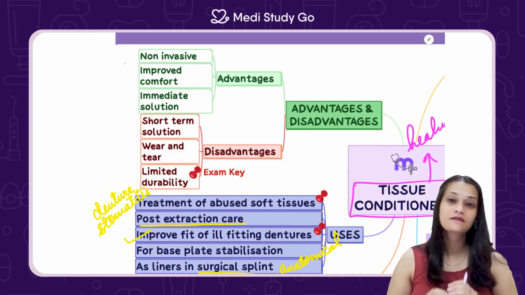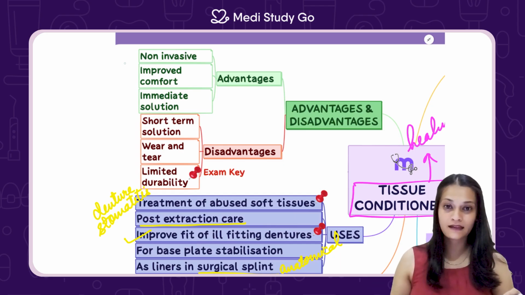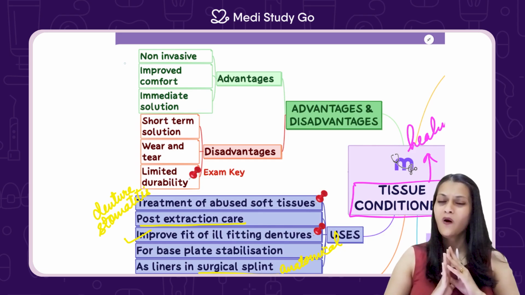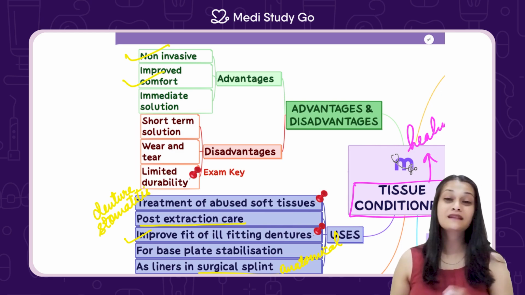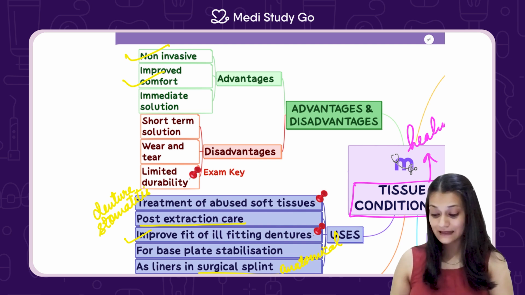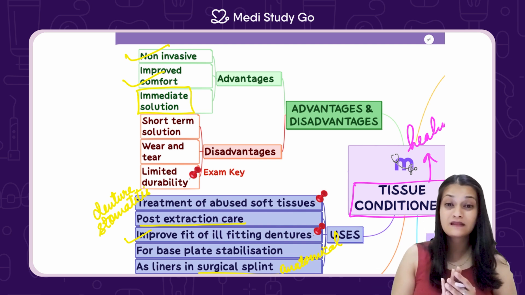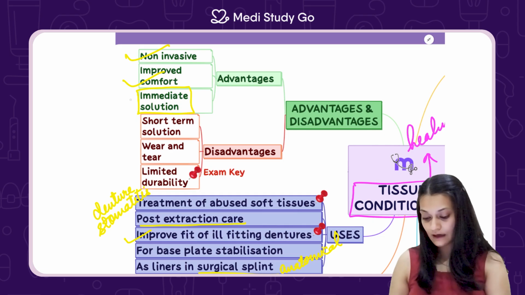The first advantage is that it's non-invasive. I don't have to worry about incising, removing soft tissue or hard tissue, recontouring, or letting the patient go through any pain. So it's non-invasive. At the same time, comfort is definitely going to improve because it's going to adapt well, right? Also, one appointment is all it takes to give a tissue conditioner. You just do it chairside. You don't have to send it to the laboratory.